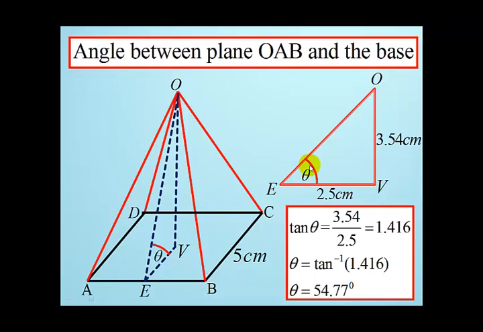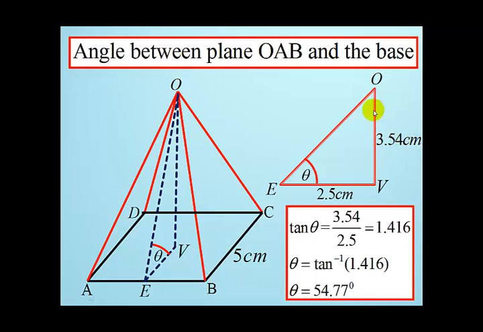Now, the distance from B to C is 5 centimeters. The distance from E to V is half the distance from B to C. That means that EV is half of 5, and that is 2.5 centimeters. OE is the height of the pyramid, and from our calculation, we had 3.54 centimeters.